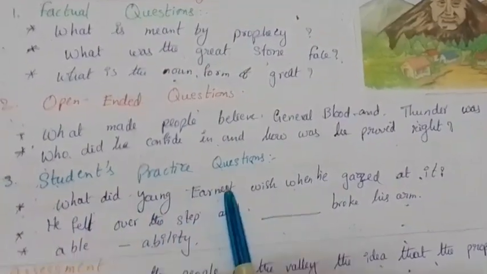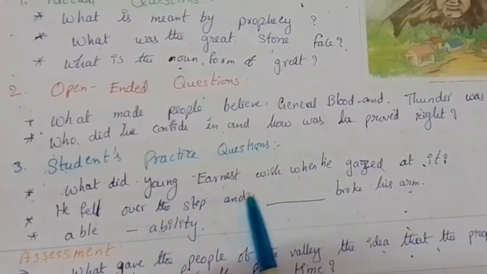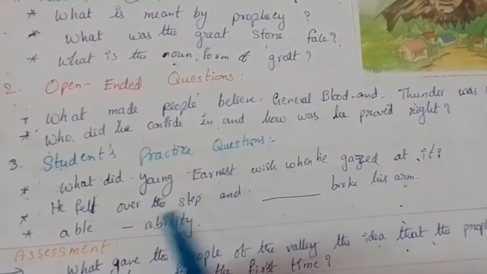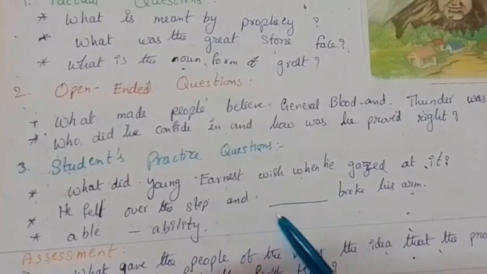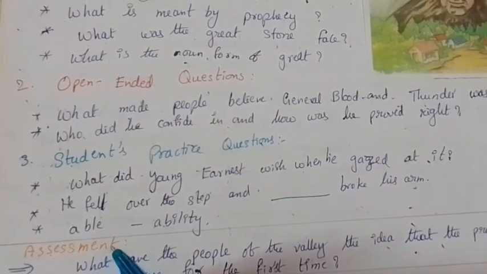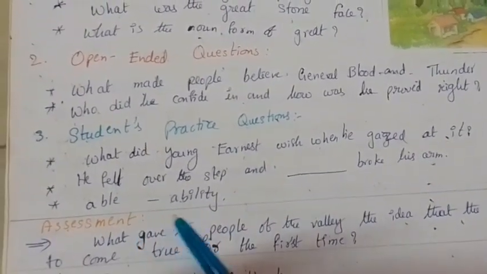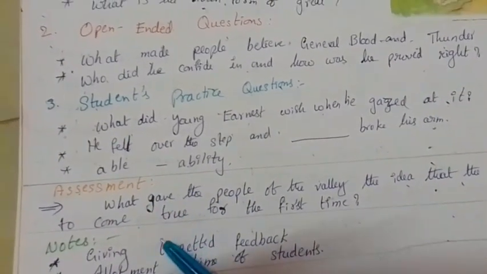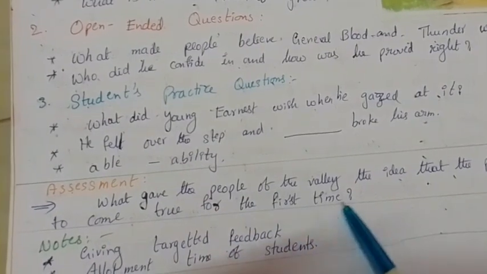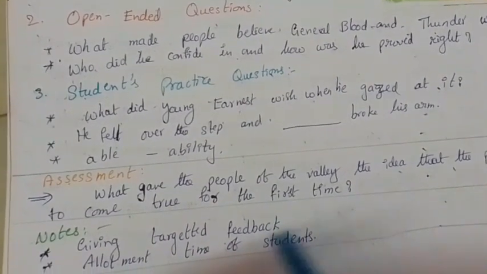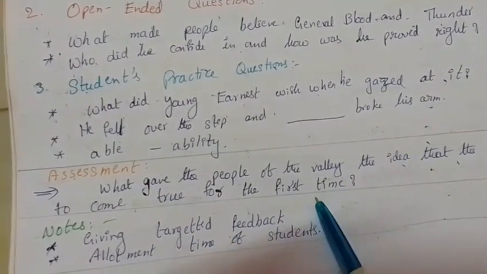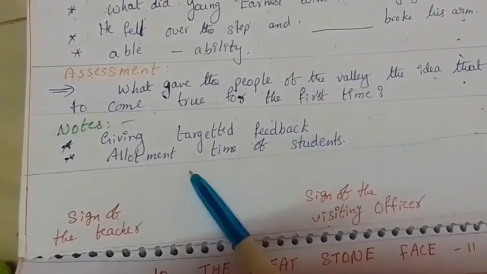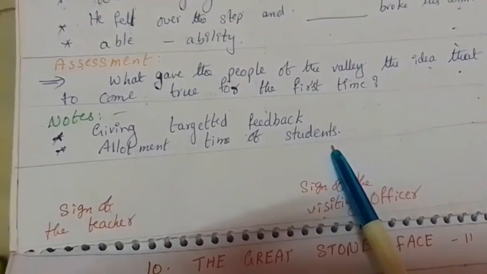Students practice questions. What did young Ernest wish when he gazed at it? He fell over the step and Dash broke his arm. And here we write the noun forms able and ability. Assessment: What gave the people of the valley the idea that the prophecy was about to come true for the first time? Giving targeted feedback. Allotment time for students.